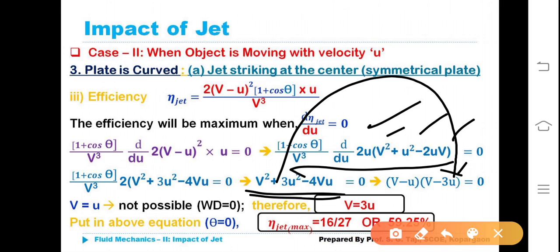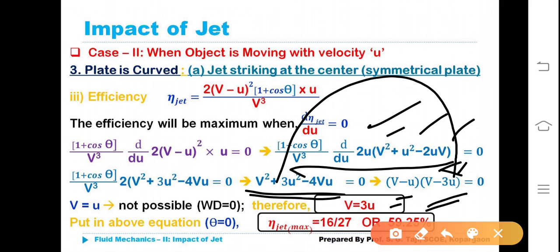This you have studied in 11th standard in mathematics. You can separate it into two parts: v minus u one and v minus 3u another. Immediately after the class, in 3 minutes, write it on paper. You solve (v minus u) multiplied by (v minus 3u), you will get v squared plus 3u squared minus 4vu.